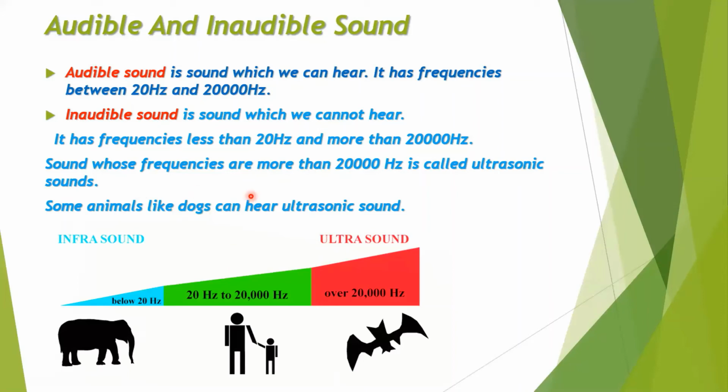The sound whose frequencies are more than 20,000 Hz is called ultrasonic sounds. Some animals, like dogs, can hear ultrasonic sounds, and the sound whose frequency is less than 20 Hz is called infrasounds.